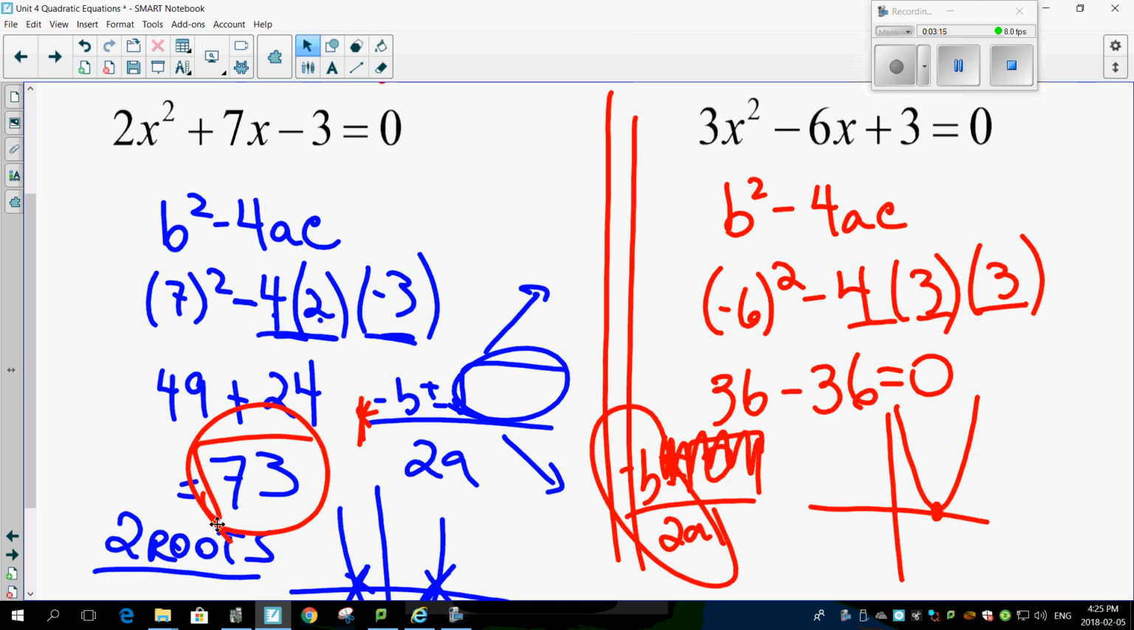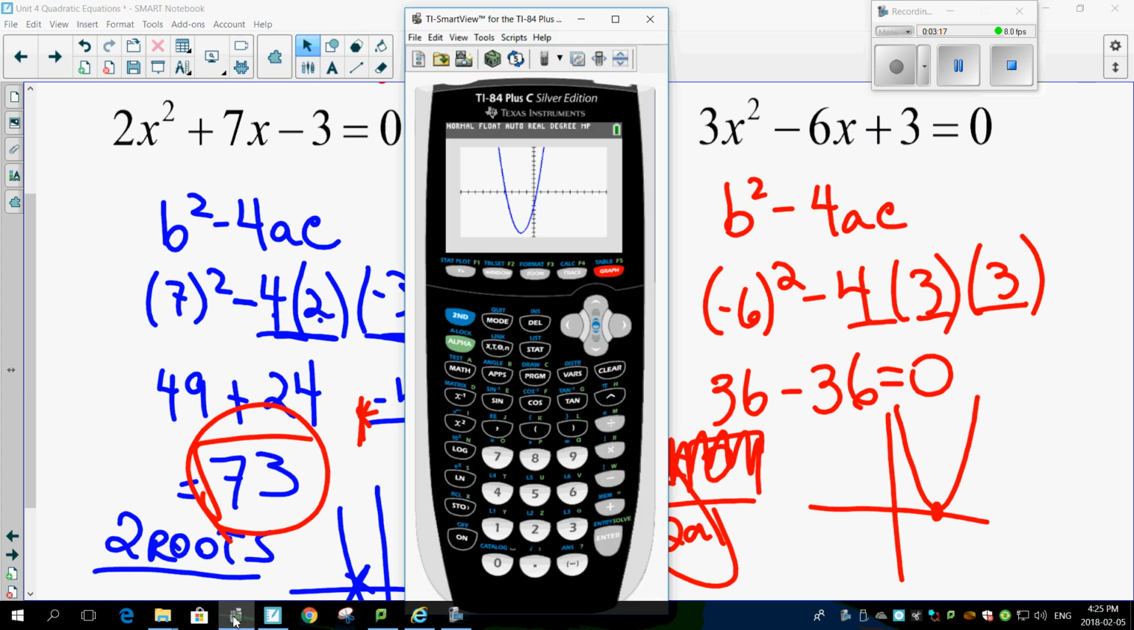Let's prove it. We could do that again by booting up our calculator. There's our old one. Here we go. Let's clear that out of here and let's put in 3x squared minus 6x plus 3. And let's graph it. And you'll see it should only touch in one spot. And it does. Look at that. So this tells you the nature of the roots.